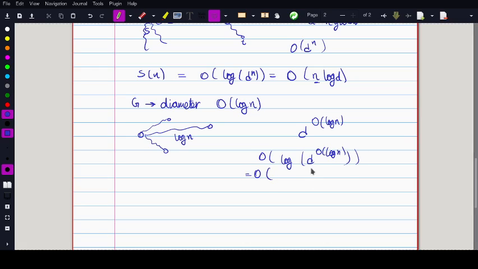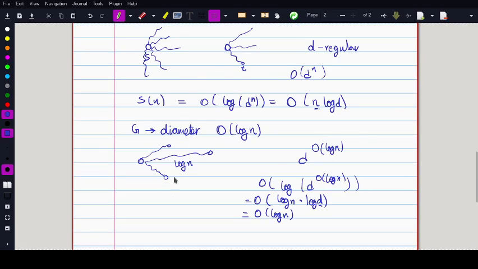So this can be done in order log n times log d. And if you assume d to be a constant, we'll see how we can work that out later, but if we assume d to be a constant, this is order log n. So for graphs with diameter log n, log of the input size, log of the number of vertices, we have derandomized the algorithm, and we have found a LogSpace algorithm for undirected ST connectivity.